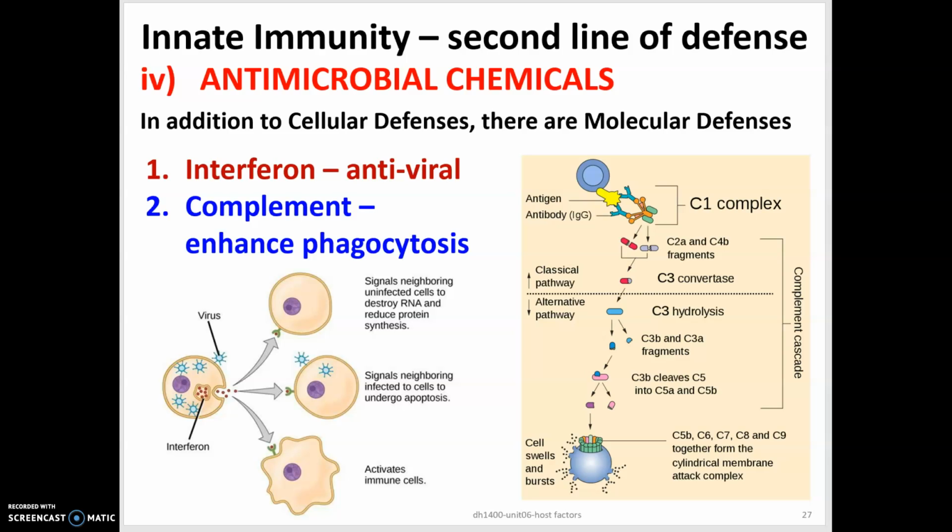All right, so the last part of our second line of defense are our antimicrobial chemicals. So in addition to inflammation and fever and macrophages, we have these antimicrobial chemicals that go around and add to our cellular defenses. Now, two parts of these antimicrobial chemicals are interferon, which is a response to a viral infection. So these are antiviral chemicals. And then we have a complement system, which essentially helps enhance phagocytosis. So we'll talk about those now for a little bit.